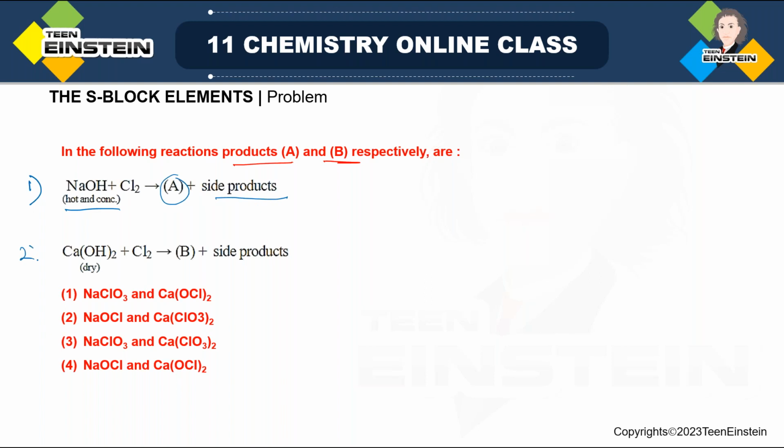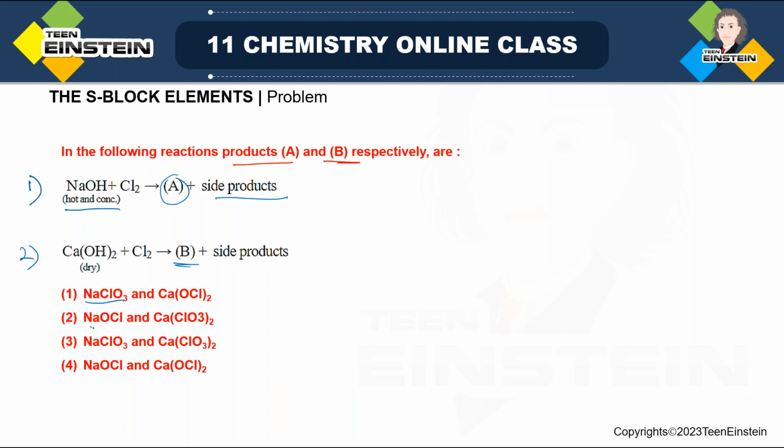And in the second reaction, calcium hydroxide in dry condition reacts with chlorine. Now this reaction we have just seen in the previous slide, in the properties part of calcium hydroxide, and remember there is formation of three compounds: CaCl2, CaOCl2 and water. Now we have to check the options because we have to find A and B.